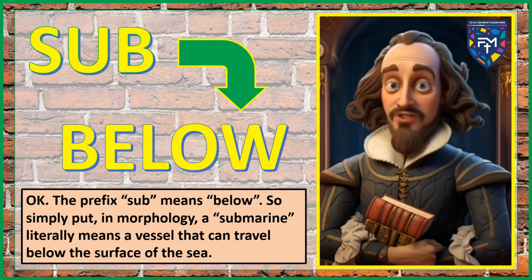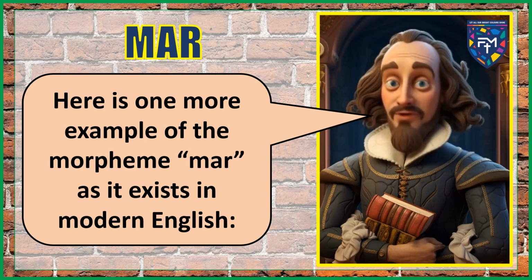Okay, the prefix sub means below. So simply put, in morphology, a submarine literally means a vessel that can travel below the surface of the sea. Submarine, beneath the sea. Here's one more example of the morpheme ma as it exists in modern English.